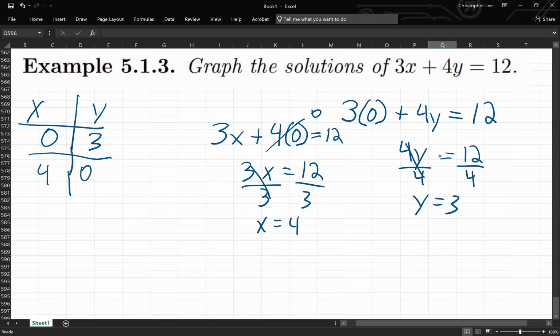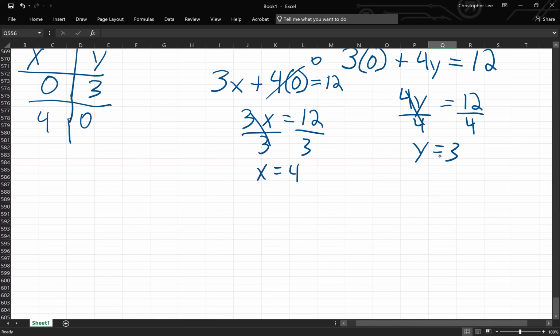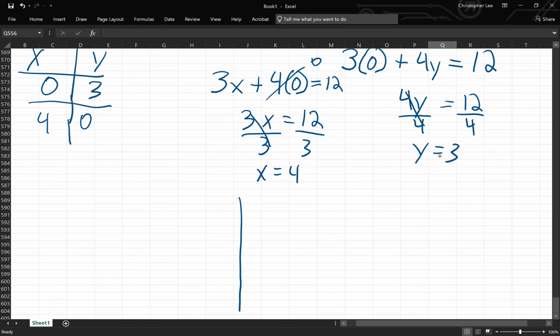After that, graph it. That's the end of the conversation. We always choose 0. Great. But you do have options. All right. So 1, 2, 3, 4.